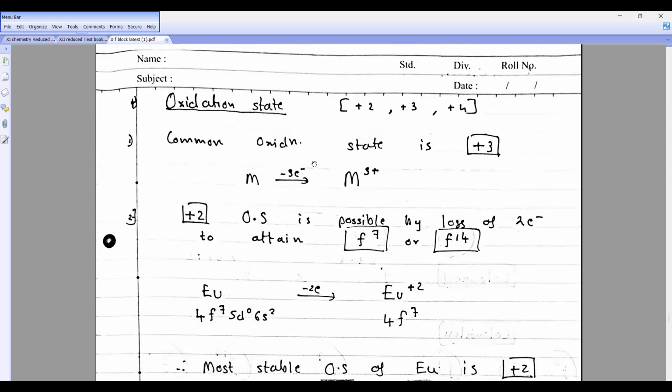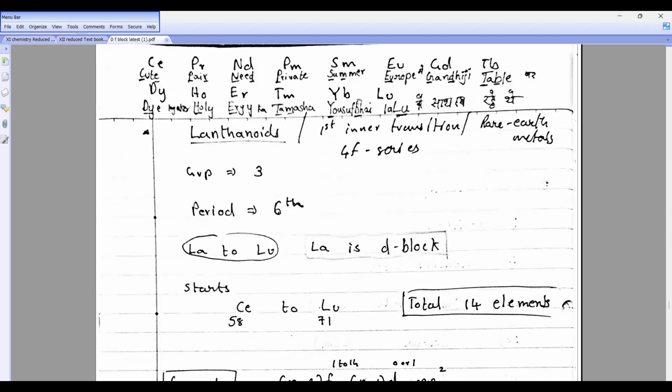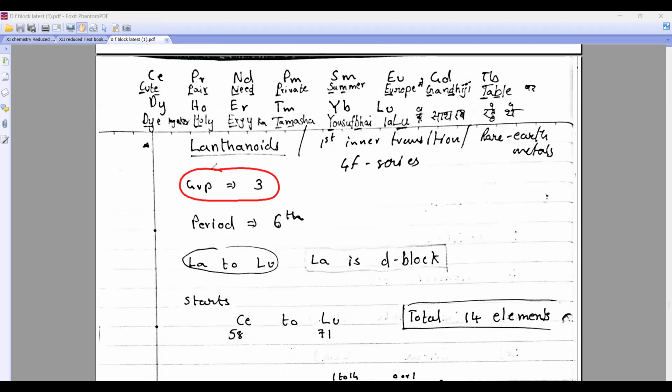Now, what type of question? Tell me, if an element is in group 1, like sodium, potassium, what is their oxidation state? +1. Very good. If any element is in group 2, like magnesium, what is their oxidation state? Plus 2. So which group do the lanthanides belong to? Group 3, look, I have circled it. So what is their common oxidation state?